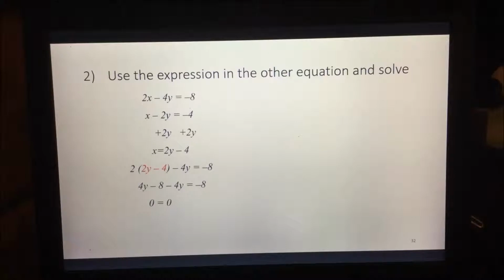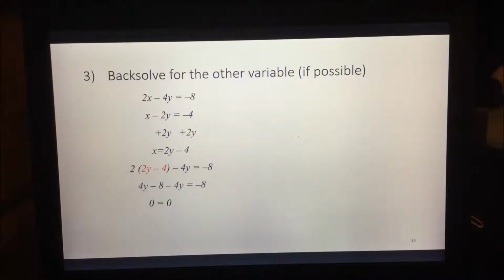Let's move on to our next step. Back solve for the other variable if possible. This is one of the cases where it's not possible. When we get something like 0 equals 0, it means that all of the possible y's are part of the solution. And in that case, because we have something that's always true, like 0 equals 0, we get infinite solutions. So our answer is infinite solutions. Now in other problems, you may get something like 4 equals 4 or negative 2 equals negative 2. So now we know that when that happens, the answer is infinite solutions.